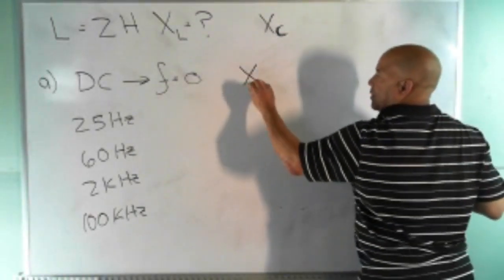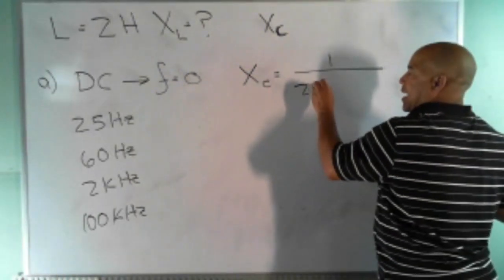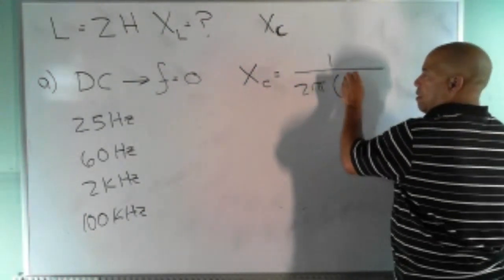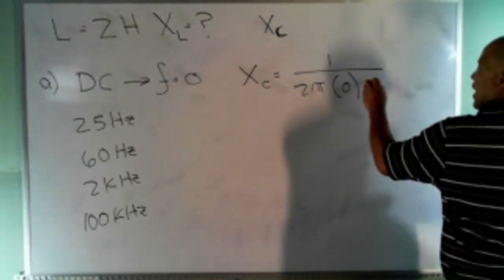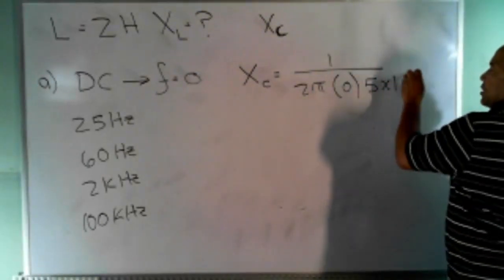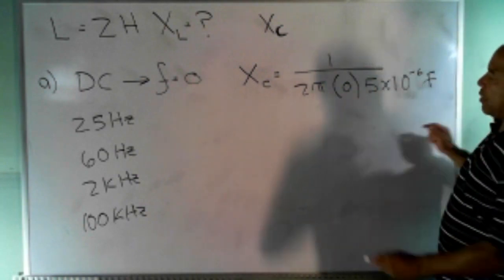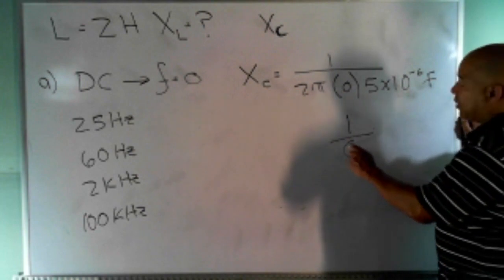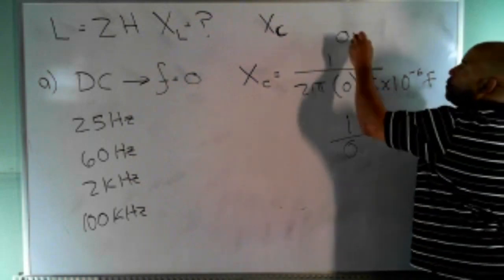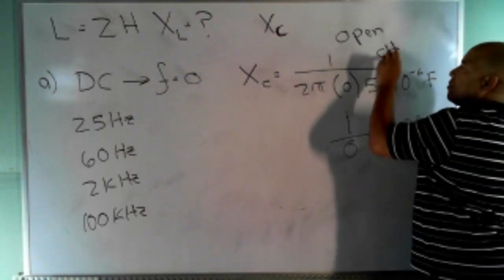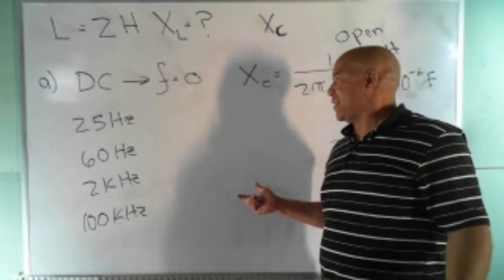So XC would equal 1 over 2 pi f. But if f is 0, and C was, I think I said 5 microfarads, yep, this is 5 times 10 to the minus 6 farads. So what happens here, with that 0, I get 1 over 0, which is infinity. So infinite ohms. Basically, they call this an open circuit. We consider an open to be infinite ohms.